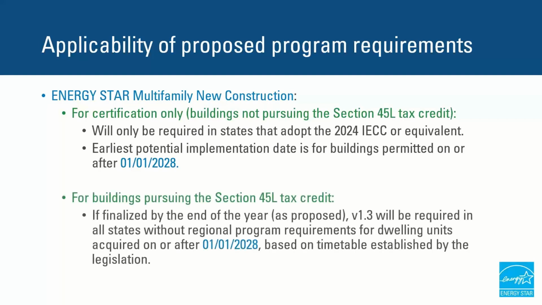Now, for buildings pursuing the tax credit, if National version 1.3 is finalized by the end of the year as proposed, then version 1.3 will be required in all states with national program requirements for dwelling units acquired on or after January 1st, 2028. Again, that's 1 year later than single-family new homes, and it's as defined and prescribed by the legislation.